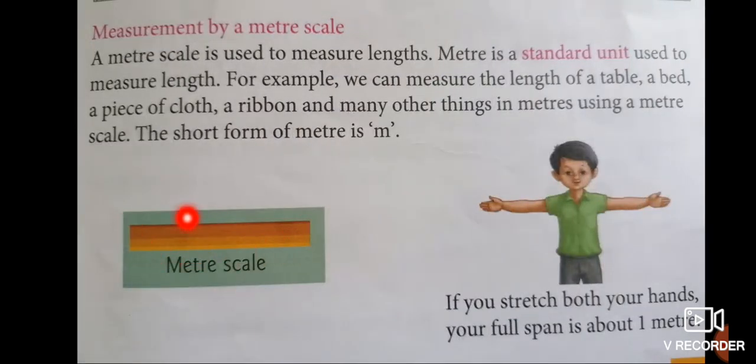Children, this is a meter scale. A meter scale is used to measure length. Meter is a standard unit to measure length. For example, we can measure the length of a table, a bed, a piece of cloth, a ribbon, and many other things in meters using a meter scale. The short form of meter is m. Children, please look at this child carefully. If you stretch both your hands like this, your full span is about 1 meter long.